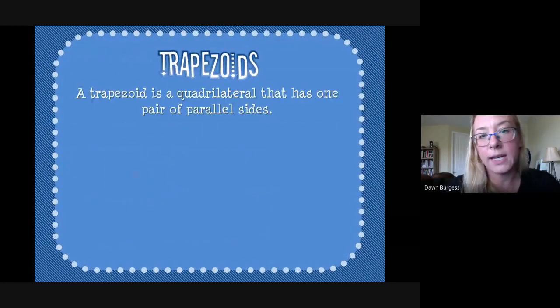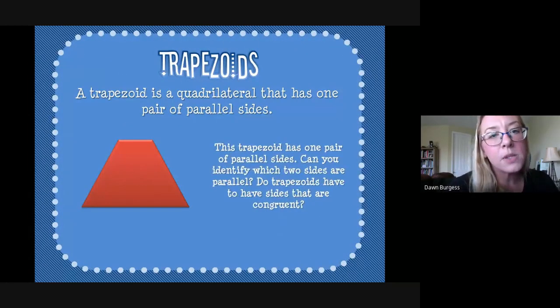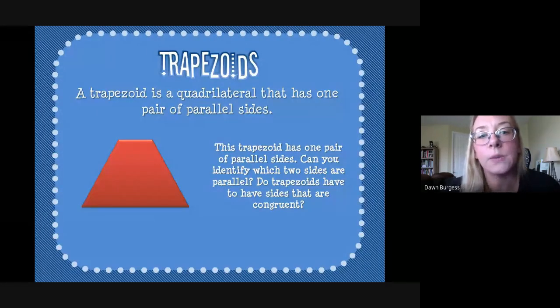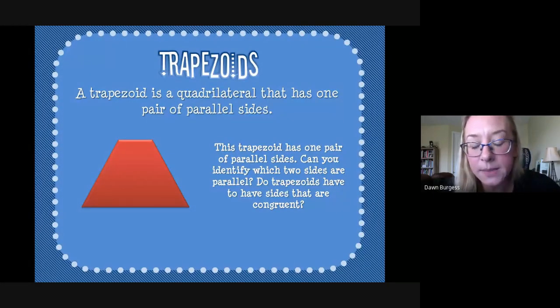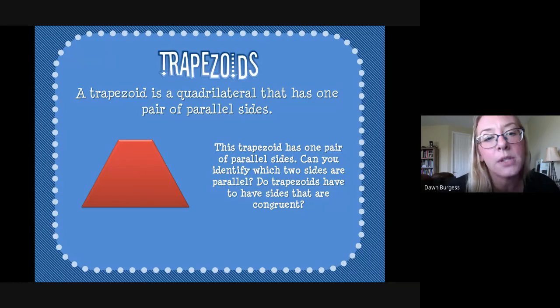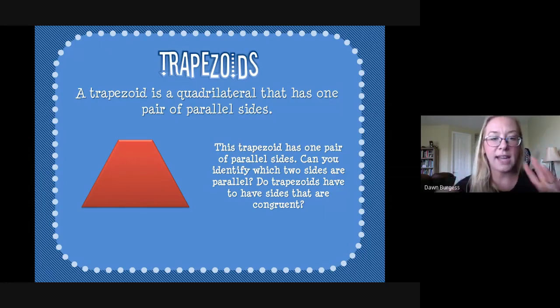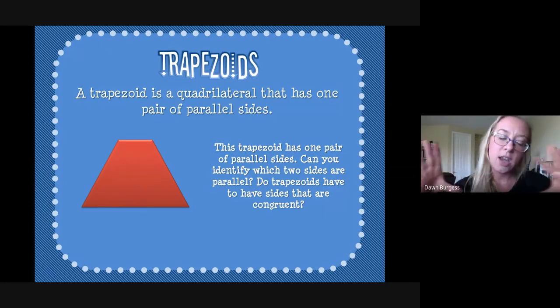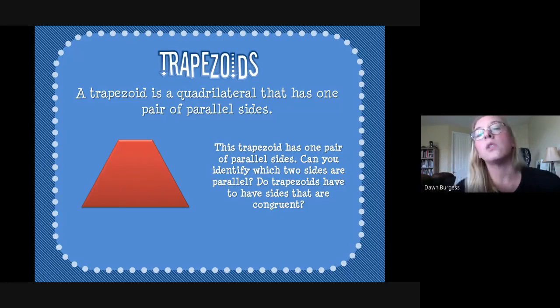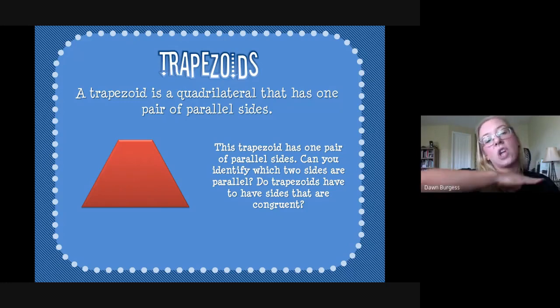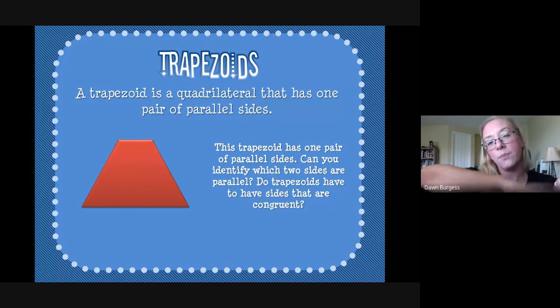Okay, trapezoids. A trapezoid is a quadrilateral that has 1 pair of parallel sides. So in my mind, when I see trapezoids, I don't know why, but it always makes me think of a circus. I think I've told you guys that before. It reminds me of that thing that lions stand on when they're going to do tricks, right? Or it might also remind you of a triangle that's kind of had the top of it chopped off.